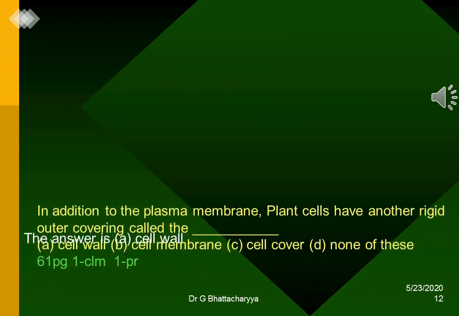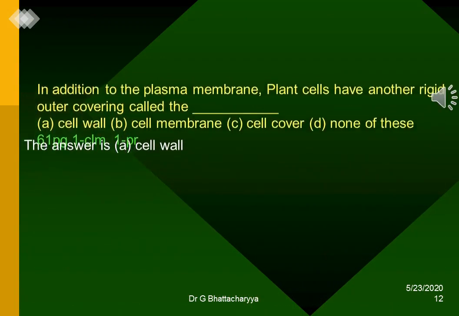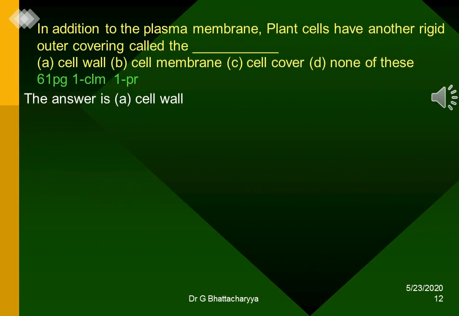In addition to the plasma membrane, plant cells have another rigid outer covering called the dash. A. Cell wall, B. Cell membrane, C. Cell cover, D. None of these. The answer is A. Cell wall.